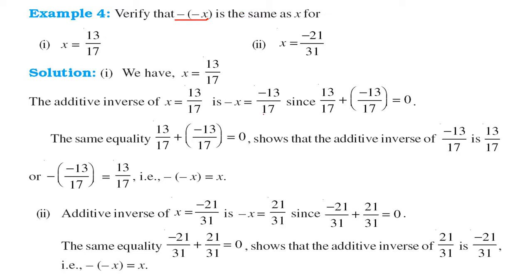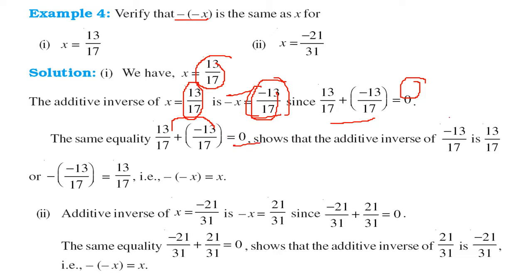13 by 17, take the negative of this, and minus of minus goes plus, so it will give you the same number. The other way is, we have 13 by 17, and the additive inverse of 13 by 17 is minus 13 by 17. When we add these two, we get 0. The same equality: this plus the negative of this is going to give you 0. That is why the additive inverse of minus 13 by 17 is 13 by 17. So minus of minus 13 by 17 gives you 13 by 17. Right? Minus of minus x gives you x.